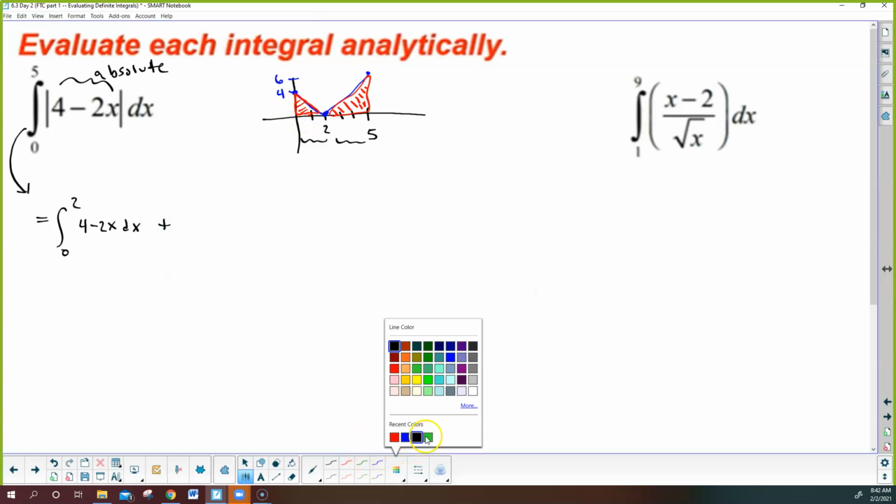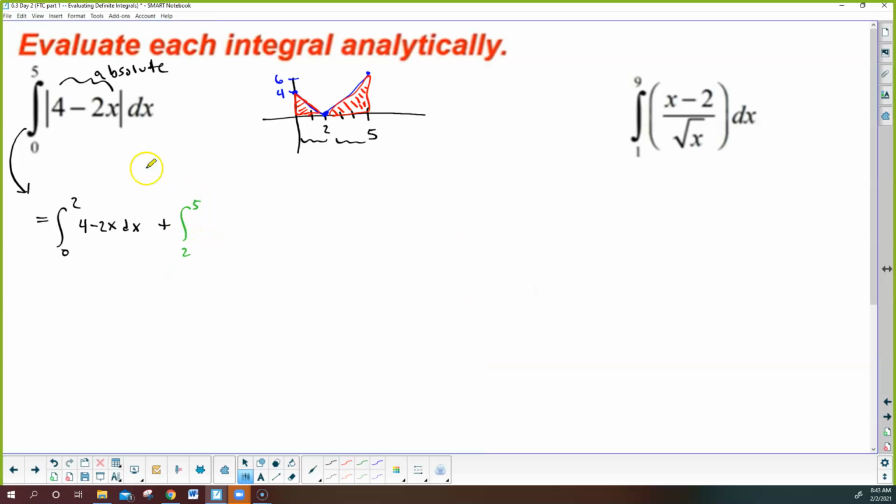And then the second one is the integral from 2 to 5. But notice this is a positive slope, which means these values are going to be flipped around. So what I would do is I would take this as the opposite of what we have. And notice if I was to change that, I could pull the negative out or I could distribute the negative. And this should make sense.